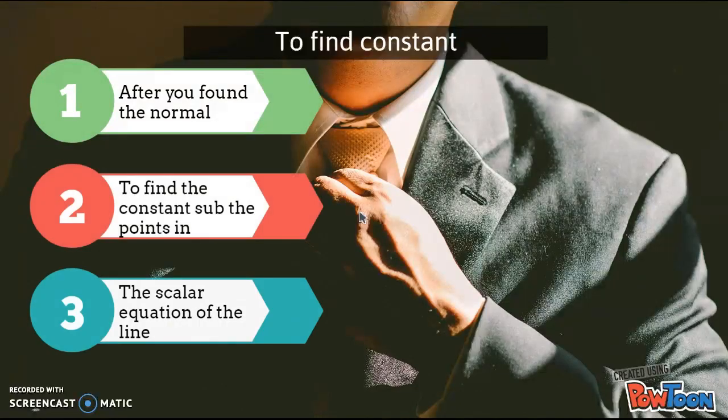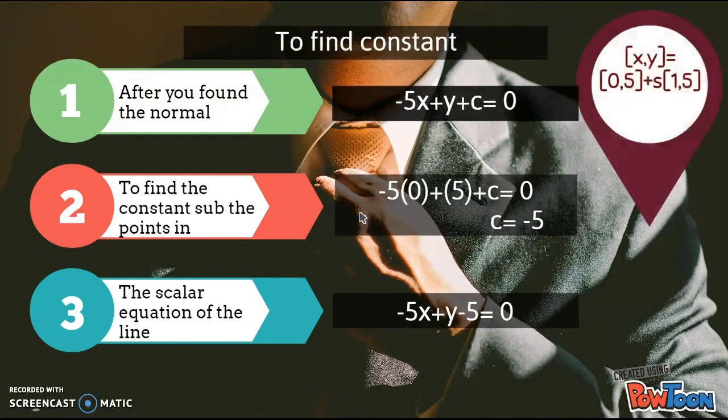The equation of the normal will be negative 5x plus y plus c equals 0, and we will have to sub in the point from the vector equation of the line into the scalar equation to find the constant, which makes c equal to negative 5. Negative 5x plus y negative 5 equals 0 is the scalar equation of the line.